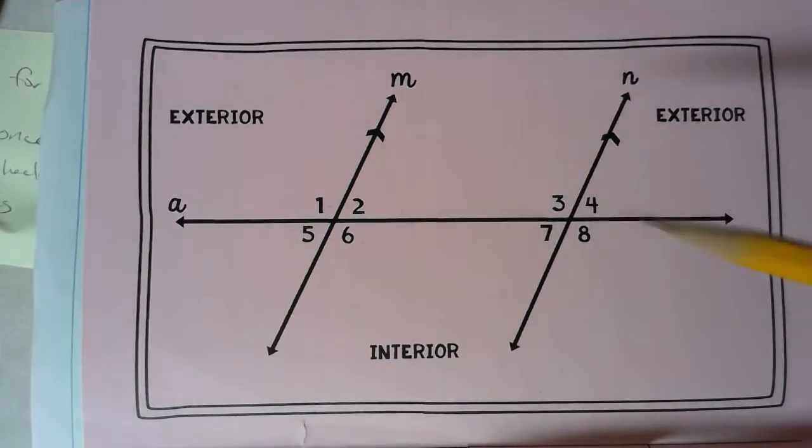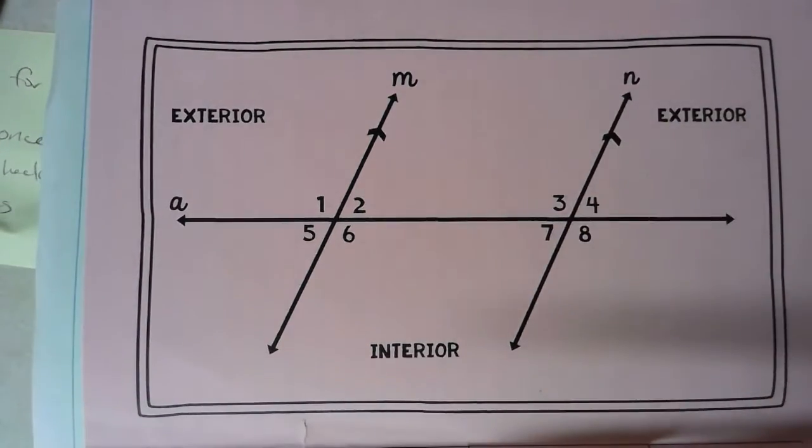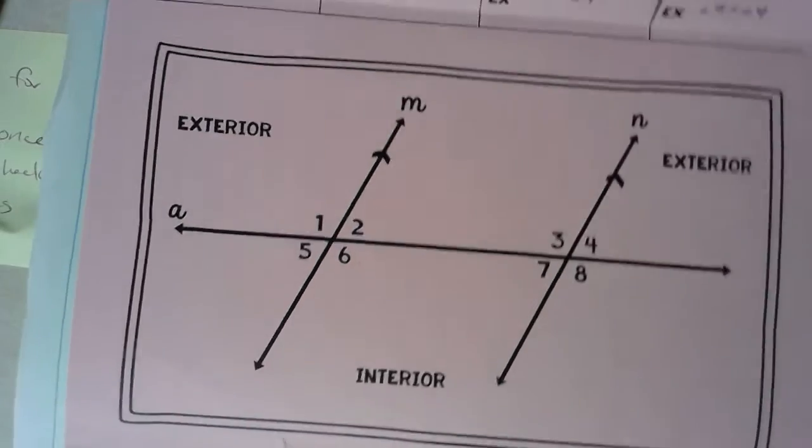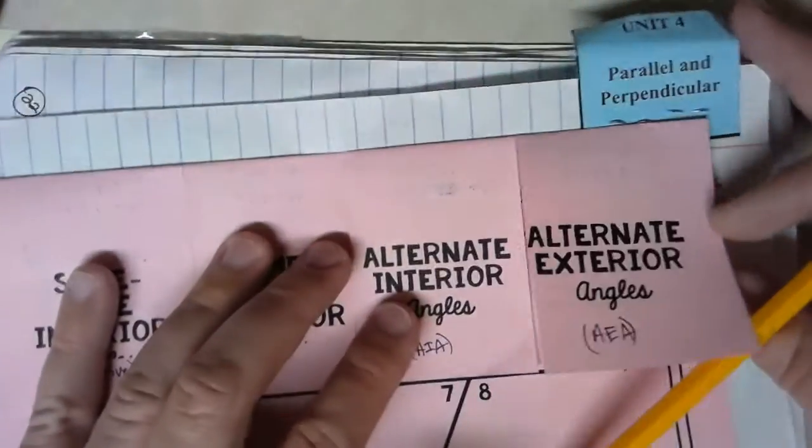So my pairs would be 2 and 7 and 6 and 3. Those are my pairs of alternate interiors. Okay, next up is alternate exterior.